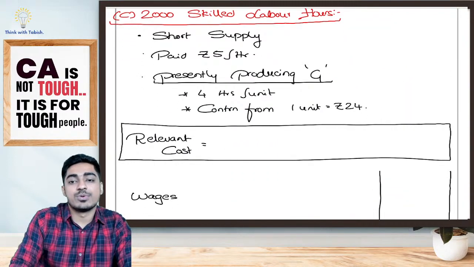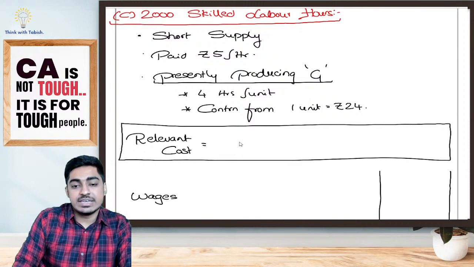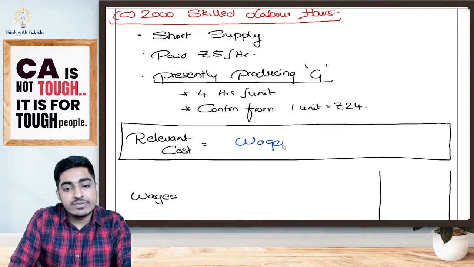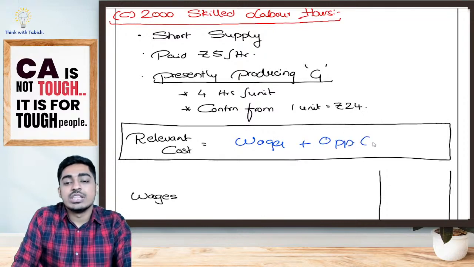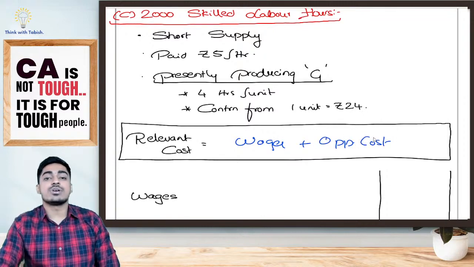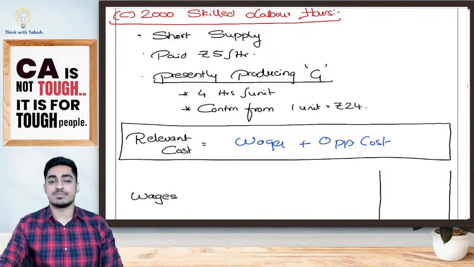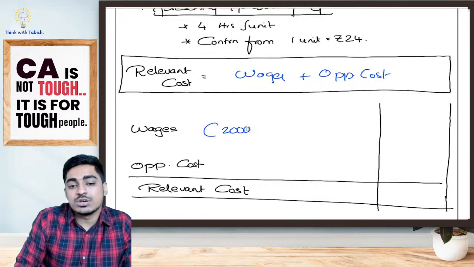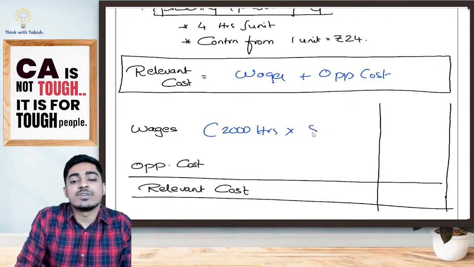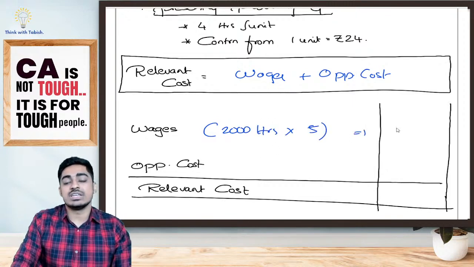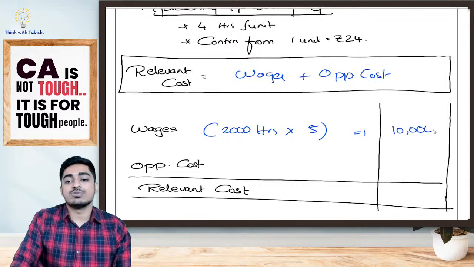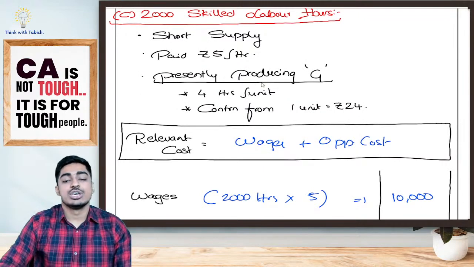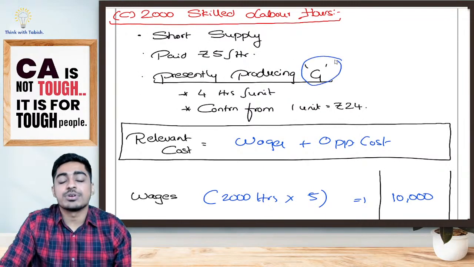For labor, what is the relevant cost? It is the wages. Whatever wages we are paying, that is relevant, plus the opportunity cost is also relevant because the existing employees are in short supply. So firstly, we want the employees for 2,000 hours, and for 1 hour we are paying them 5 rupees. So 2,000 into 5, 10,000 rupees. Additionally, look at this. What is the opportunity cost? The question is telling presently they are producing product G.